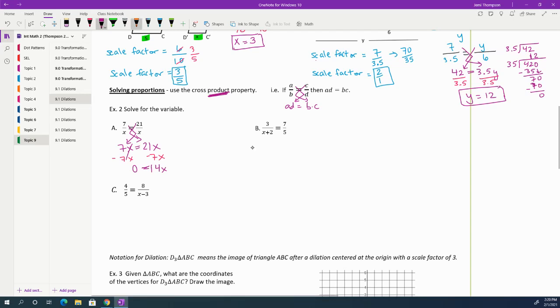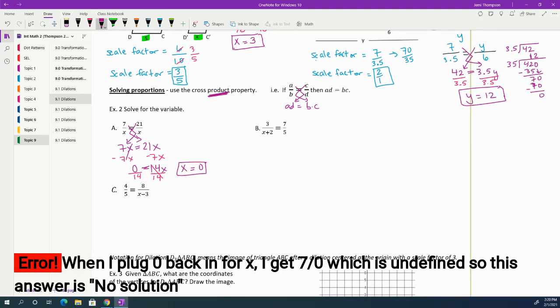All right, 14 times x. How do I get x by itself? Divide by 14. What is 0 divided by 14? 0. It's not no solution. It's not cannot find. It is 0. The value of 0 is what makes that true.